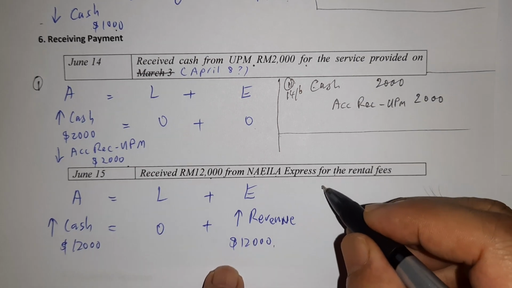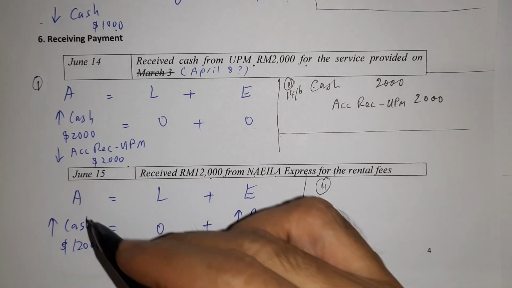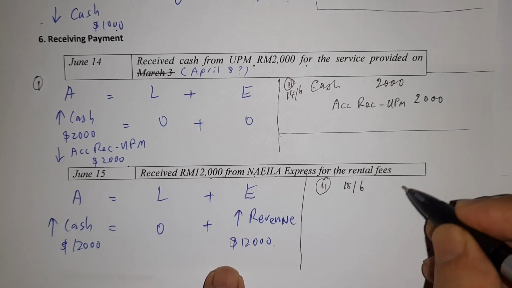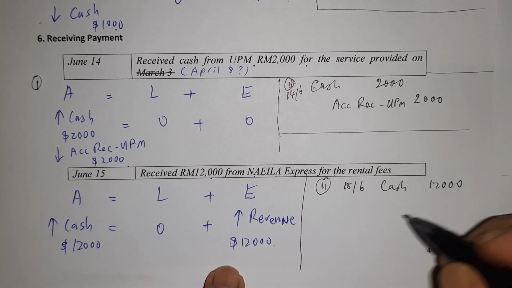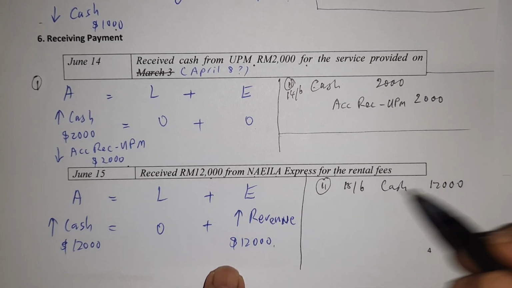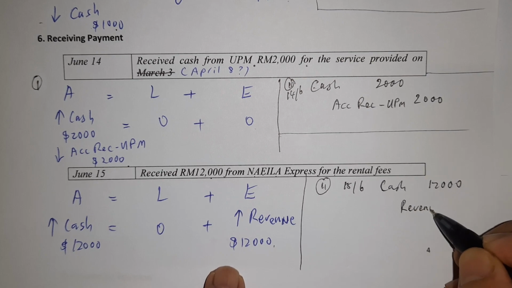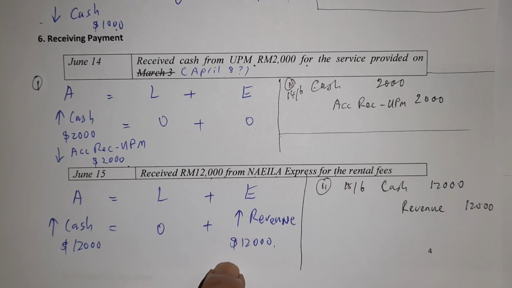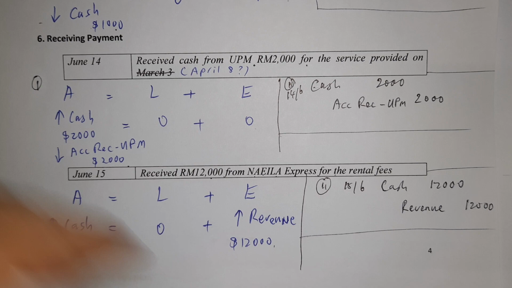So you do the journal entry. The journal entry is asset cash increase. Asset increase, the date is 15th of June. Asset increase, cash 12,000. And then equity increase. You check the rule of debit and credit. When there is an increase in equity, you credit the account. So revenue 12,000. Okay, done.